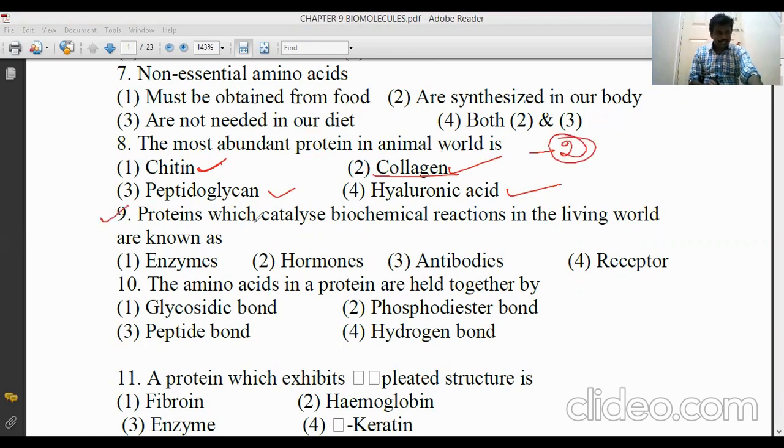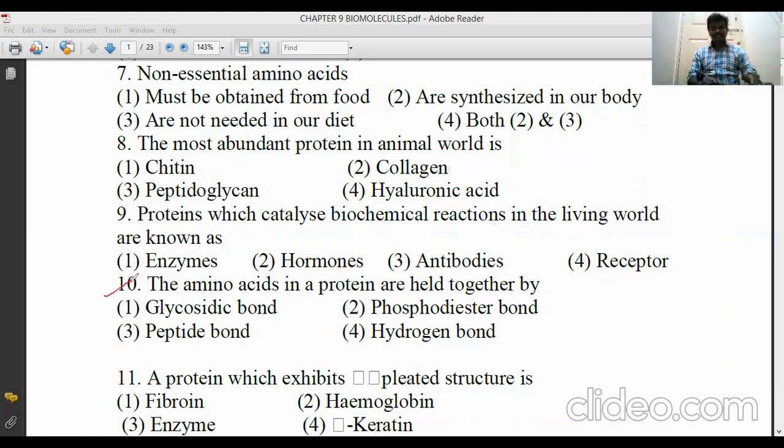Next, ninth question. Proteins which catalyze biochemical reactions in the living world are known as what? Enzymes are proteins that catalyze all the biochemical reactions in the living world. So the ninth question, option 1 is correct. Hormones can be steroids and amino acid derivatives, not involved in biochemical reactions. Antibodies are glycoproteins, also not involved. Receptors are associated with sensory reception. Therefore, the first option is correct.